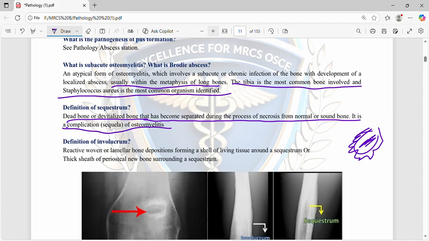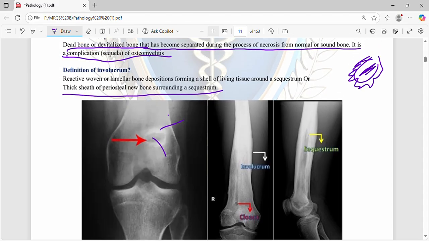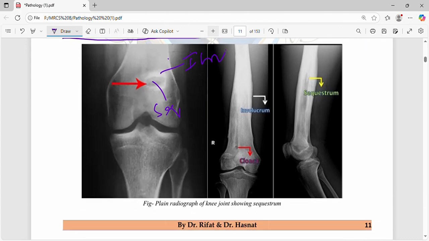Surrounding a sequestrum. So this is the involucrum. This is the sequestrum in the center, the dead bone, and the surrounding hyperdense area is the new, reactive bone. This is the involucrum.